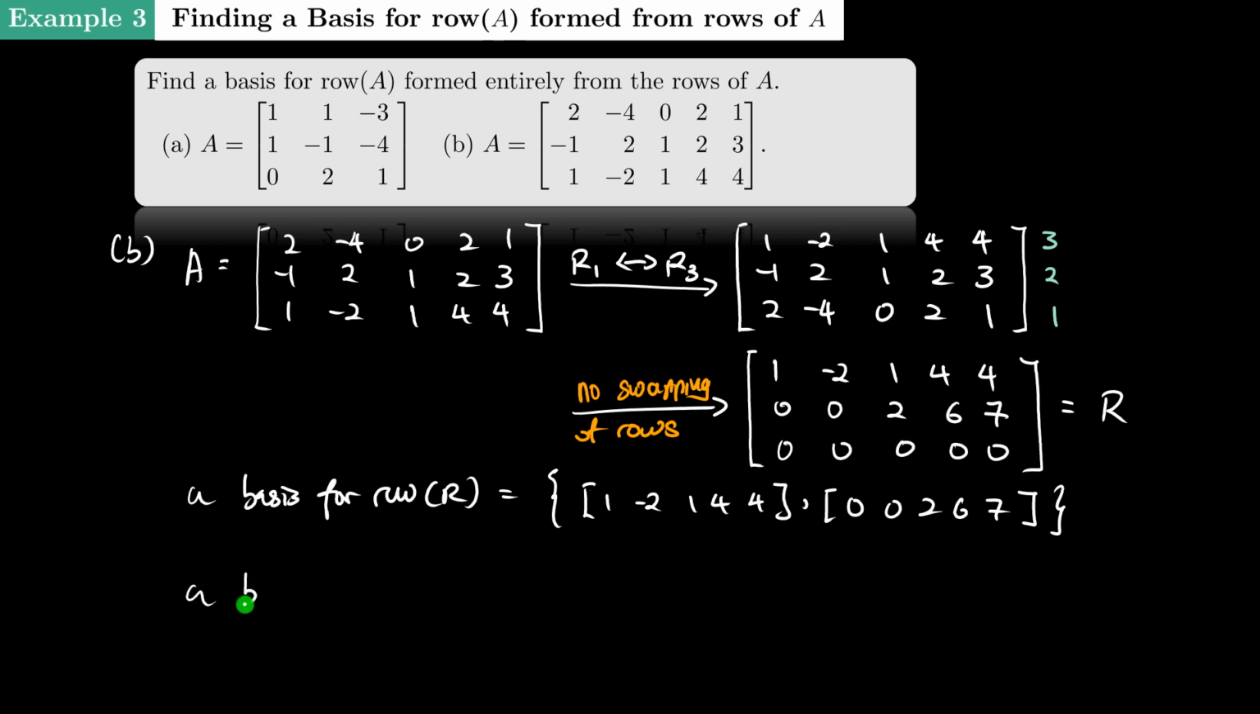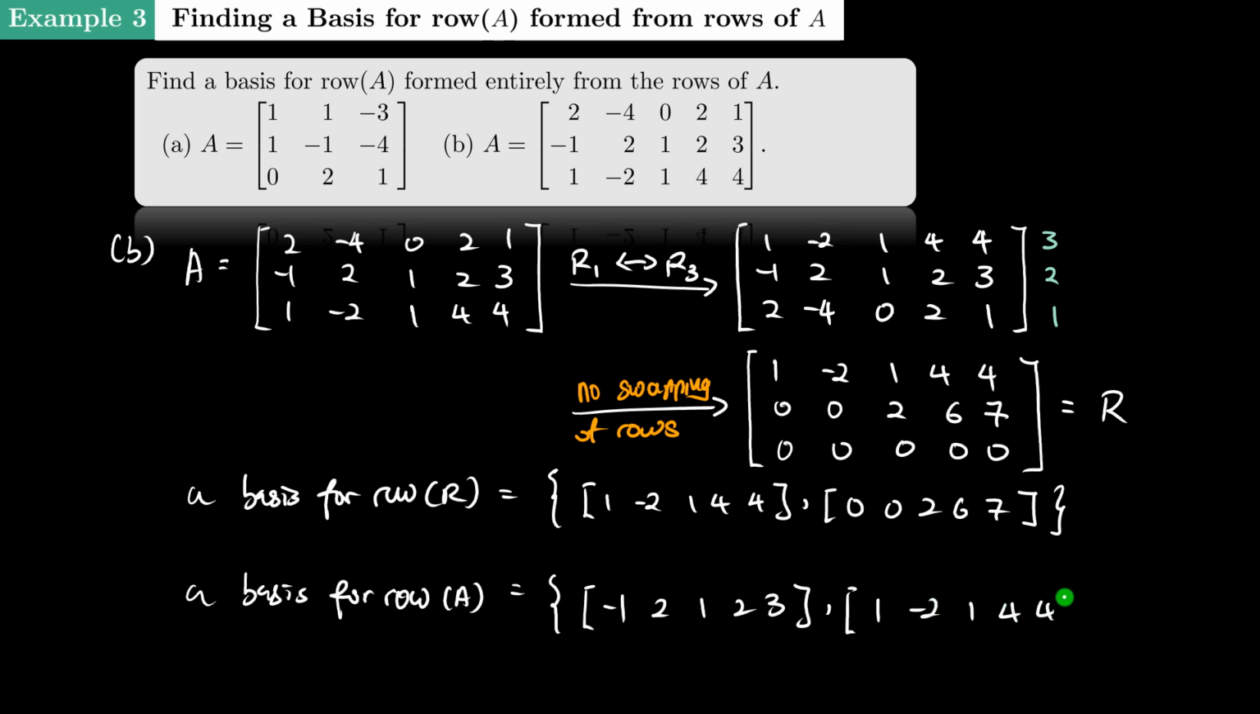Therefore, we say that a basis for row space of A taken entirely from the rows of A will be row 2 and row 3, which are minus 1, 2, 1, 2, 3, and row 3: 1, minus 2, 1, 4, 4. And that will be our answer for part B.